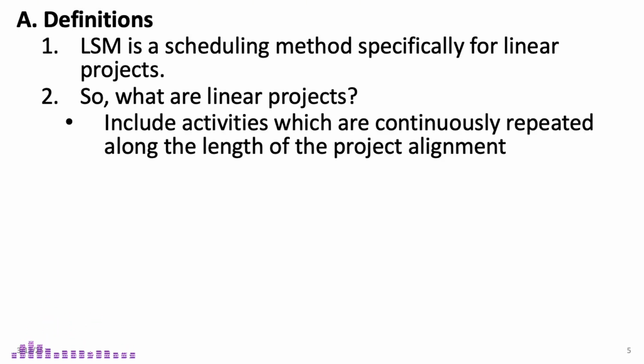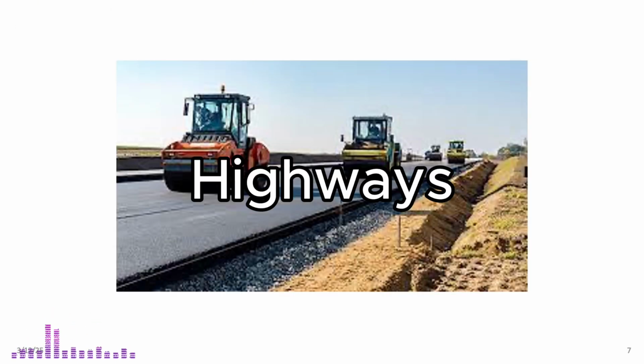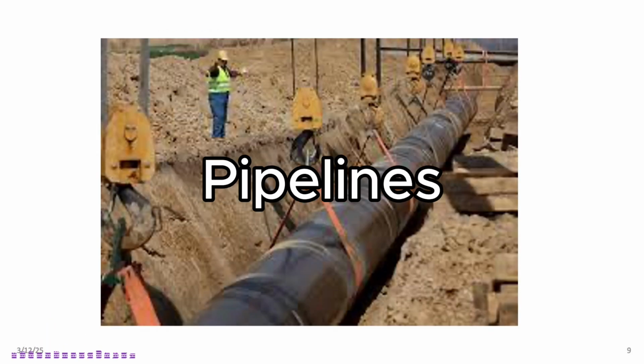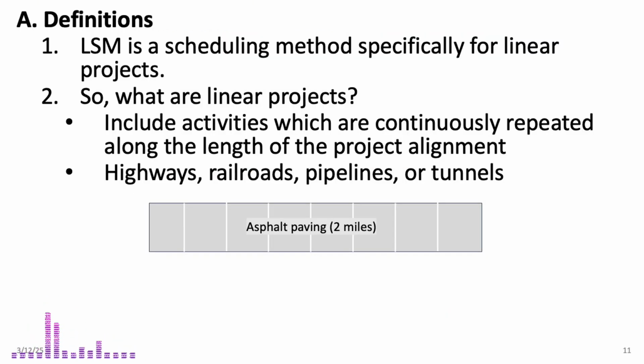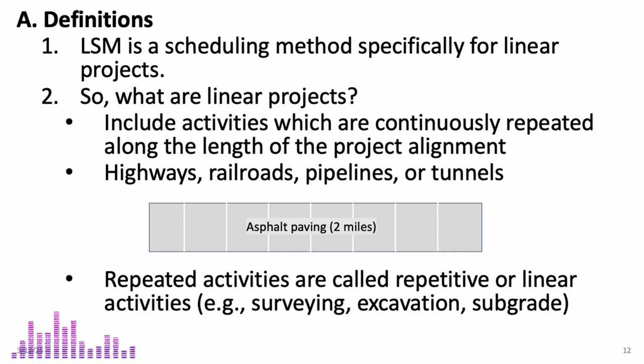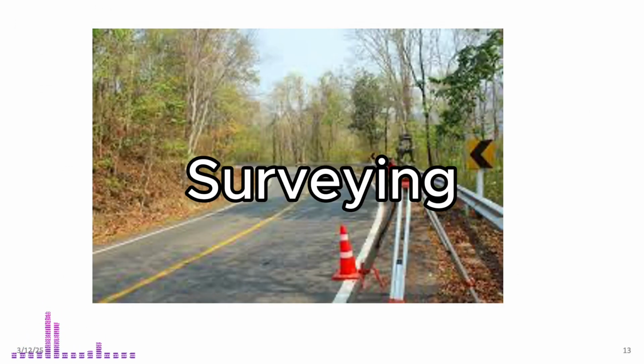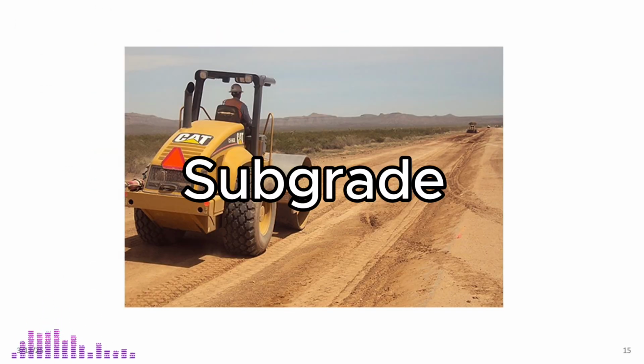In simple terms, linear projects involve tasks that are continuously repeated along the project's alignment. This could include building highways, railroads, pipelines, and tunnels. For example, when constructing a road, you can't pave the entire road all at once. Instead, you divide it into smaller sections and work on them one by one without any gaps in time between sections. That repeated paving process is called a repetitive activity or linear activity. Other examples of repetitive activities in a roadway project include surveying, excavation, and subgrade preparation.